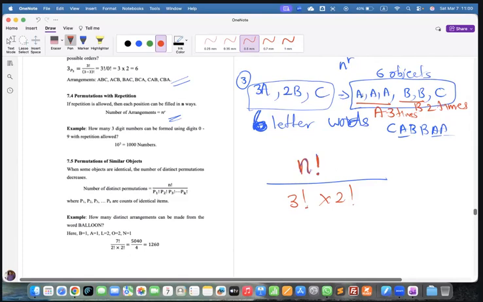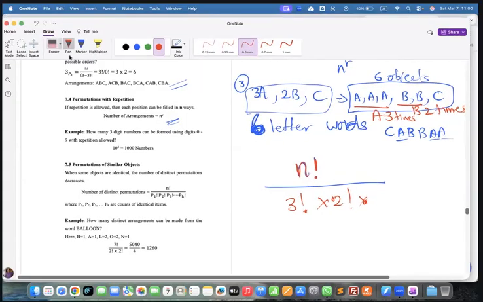So it means the first letter occurred 3 times, then we divide by 3 factorial. The second letter occurred 2 times, divided by 2 factorial. We don't need to put the C. C happened one time, and 1 factorial is equal to 1, so it will not impact, right? So the equation says n factorial divided by 3 factorial into 2 factorial.